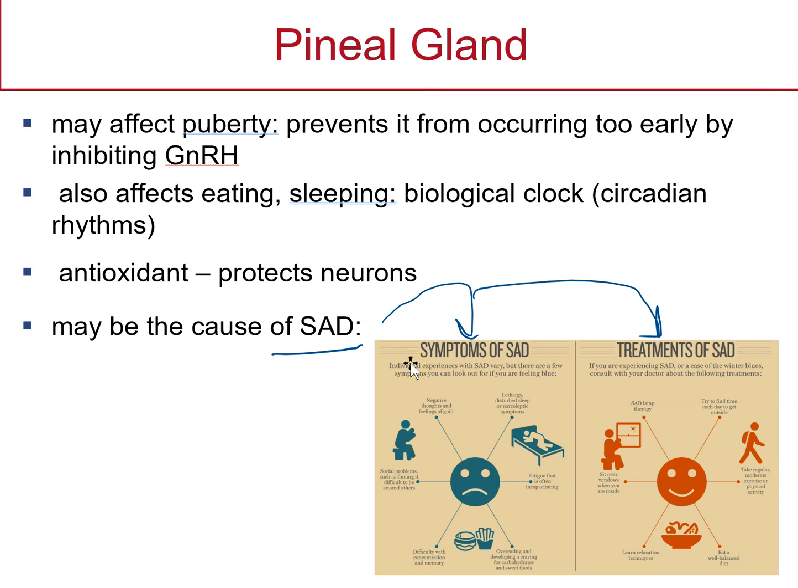You're not out in the sun, there's less sun available, so melatonin levels stay higher, and you might feel tired and depressed. In the summer, when you're outside and there's a lot more bright sun, your melatonin levels are lower and you're going to feel better. So one of the treatments for this is actually light therapy. You can get these special lights and you can sit in front of them to help lower your melatonin levels.